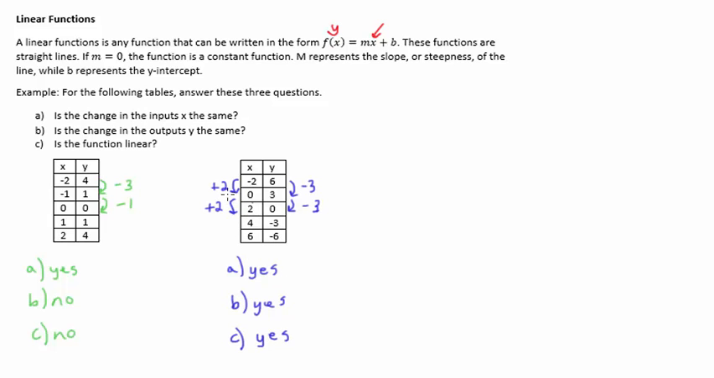It doesn't matter that on the left side we're adding 2 and on the right side we're subtracting 3. All that matters is in that column we're doing the same thing. So that one is a linear function.